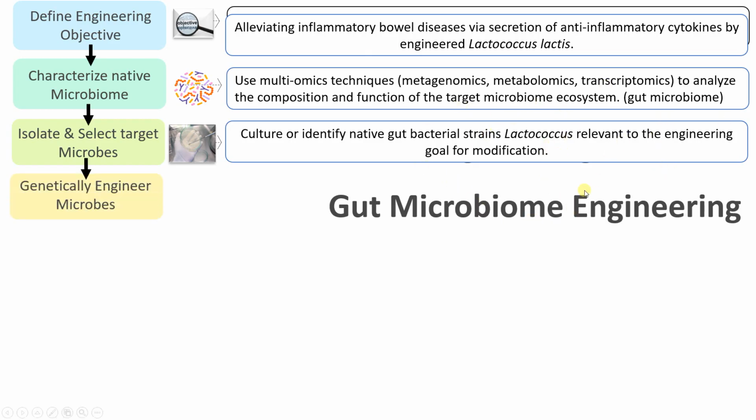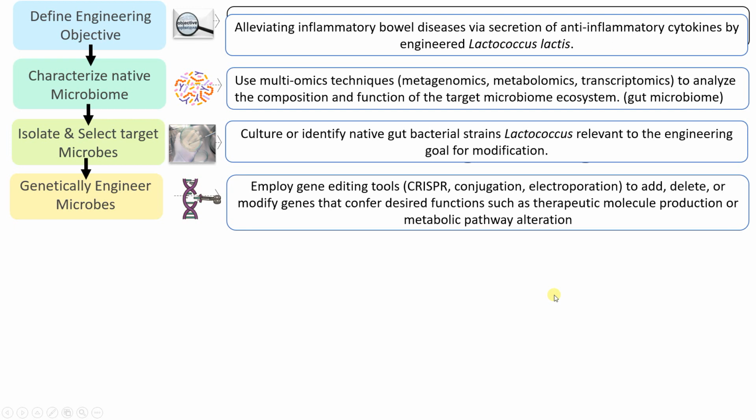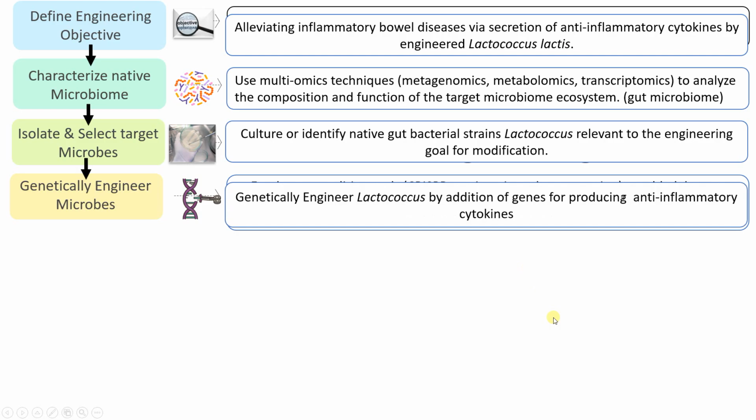Step 4 is genetically engineer this Lactococcus colonies. There are different techniques available for gene editing like CRISPR-Cas9, conjugation, electroporation, etc. to add, delete, or modify genes that confer desired functions such as therapeutic molecule production or metabolic pathway alteration. Here our intention is to genetically engineer a Lactococcus by addition of genes for producing anti-inflammatory cytokines that is in tune with our objective.